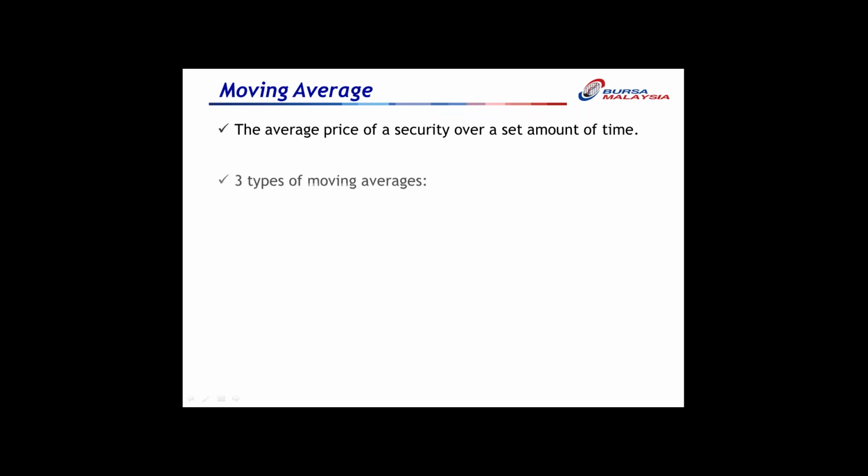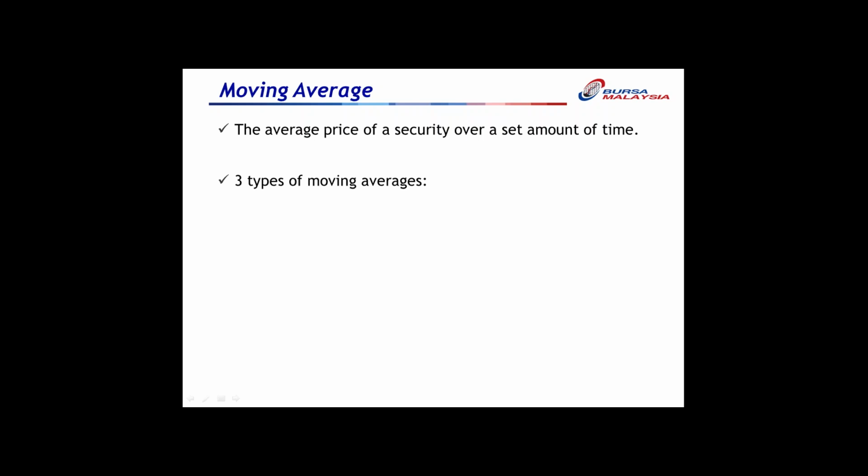Moving average is the last chapter of tonight's webinar. So what is moving average? Moving average is the average price of a security over a set amount of time. In other words, it is like a CGPA, okay? When your subject A get A, subject B get B, subject C get C, and your CGPA could be B, 3.3, all right? You get what I mean? So it is an average of all your subjects. So in this case, moving average is the average price of a security over a set amount of time.